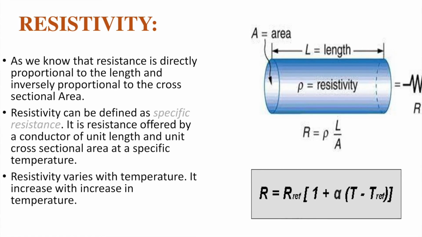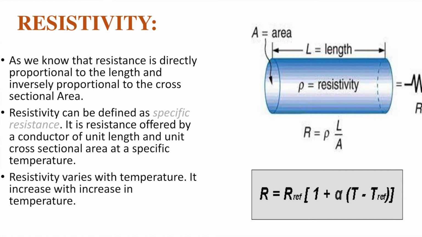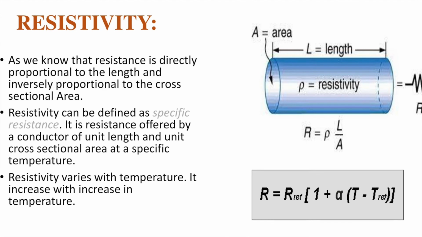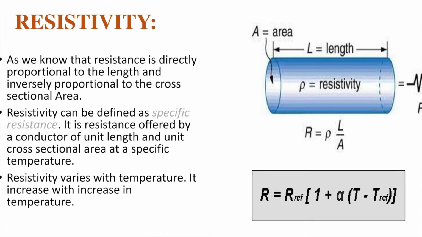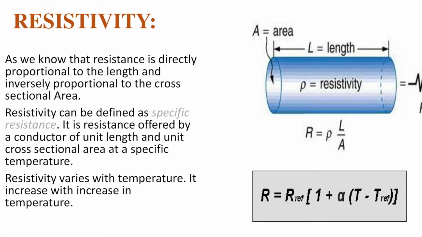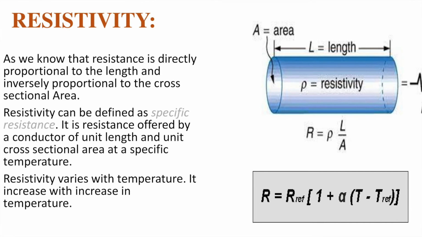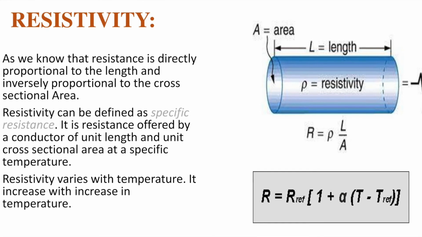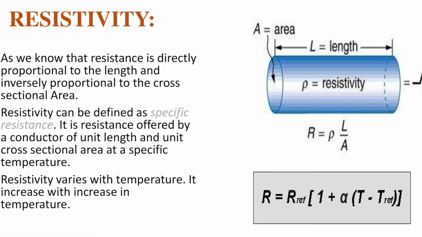So now, the factors on which the resistivity depends. It depends on the nature of the material and physical conditions like temperature. So these are some factors on which resistivity depends. On the basis of the resistivity of a material, different materials can be categorized into different types, for example conductors and insulators, as I've already discussed in my previous video.